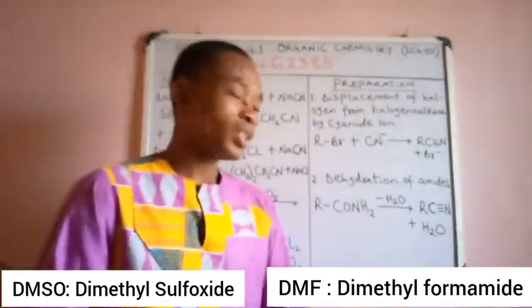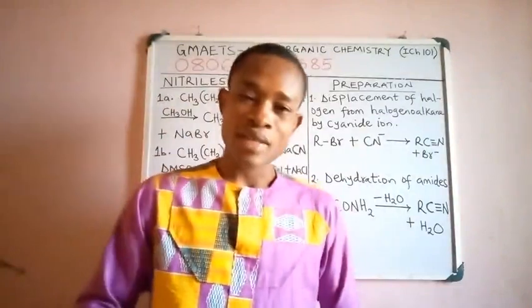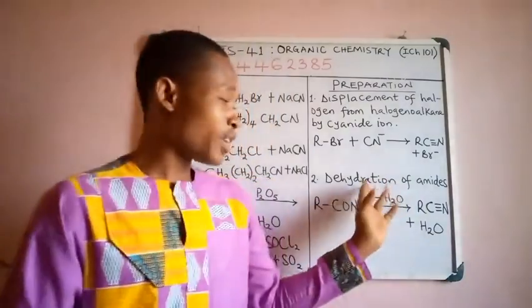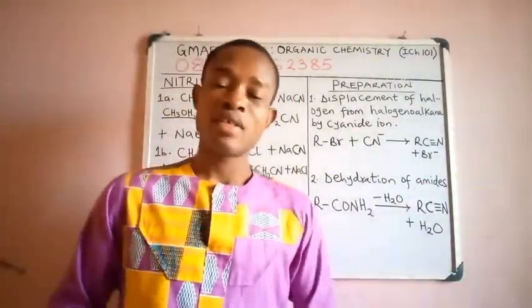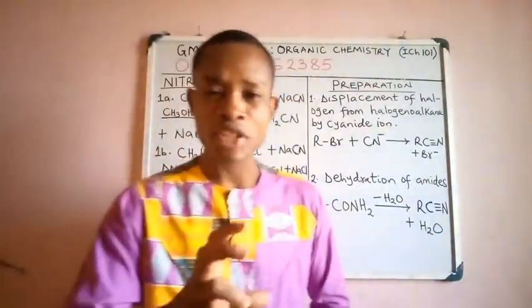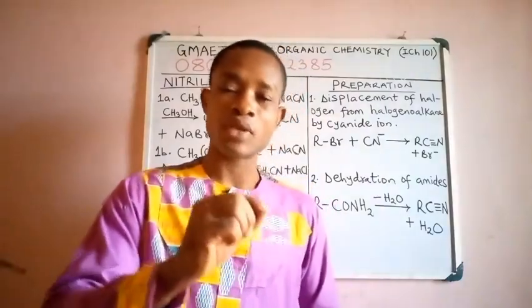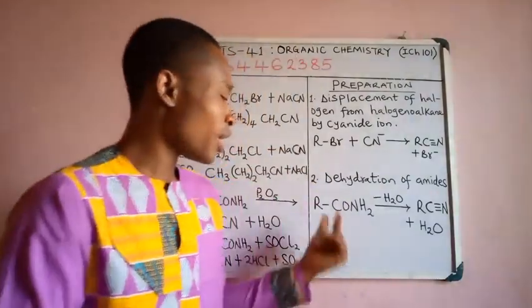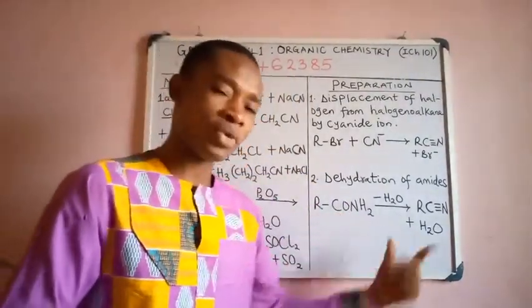Now, in the second method, the reaction is known as dehydration. Remember, in the first method, the reaction is displacement. This next one, from acid amide, is known as a dehydration reaction. And generally, we know that a dehydration reaction is the removal of a water molecule from a compound or a substance. Now we have the general scheme for the reaction here.